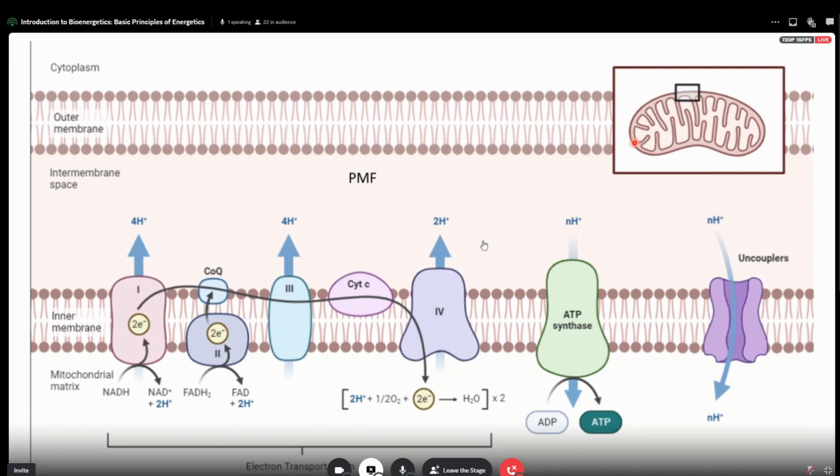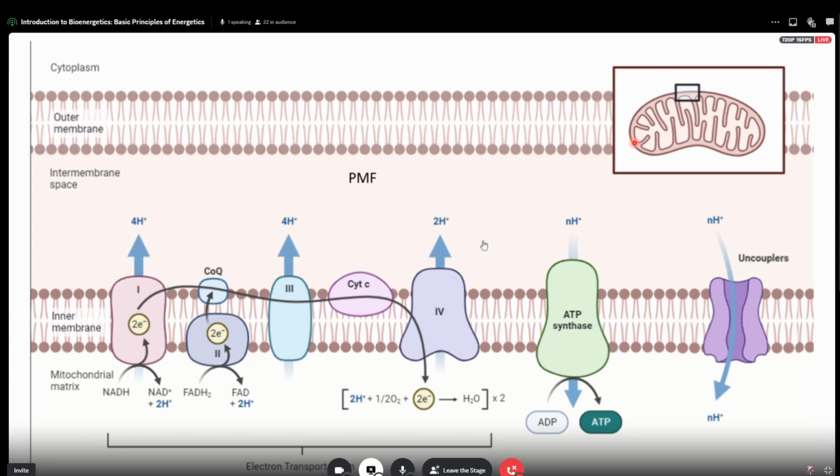And so there are various factors that affect electron flow. And if you have deviations in the electron flow, you can imagine you will have deviations in the proton pumping itself. And you can have the dissipation of this gradient that is affecting the gradient itself.